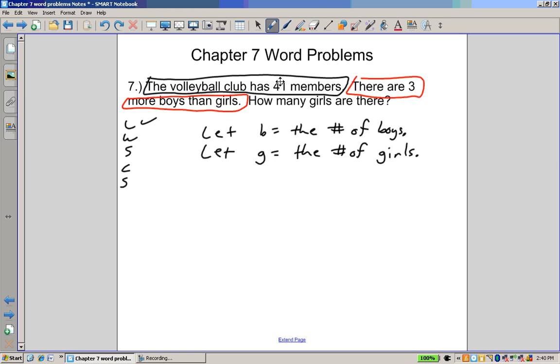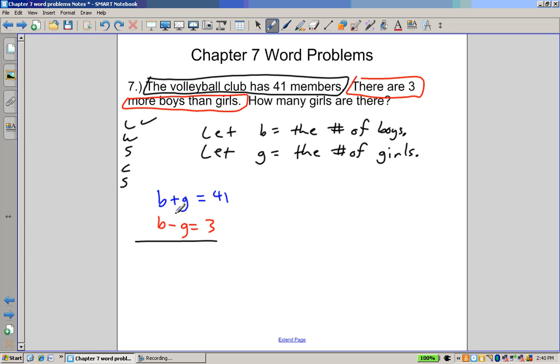So the volleyball club has 41 members. That's an equation right there. I take the number of boys, add the number of girls. That has to add up to 41. There are 3 more boys than girls. Well, there are more boys. I'm going to say boys is bigger. There are not as many girls. So I'm going to subtract that, and the difference should be 3.